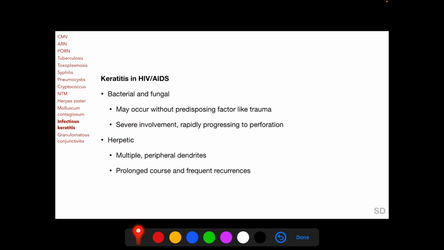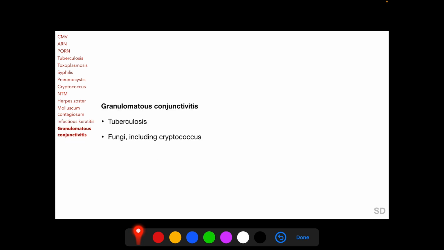Herpes simplex keratitis in HIV/AIDS presents with multiple peripheral dendrites. Peripheral dendrites are very characteristic of HSV infection in immunosuppressed patients. And in immunosuppressed patients, herpetic dendritic keratitis has a prolonged course with frequent recurrences. Granulomatous conjunctivitis can occur in HIV patients and is typically due to tuberculosis or fungi.